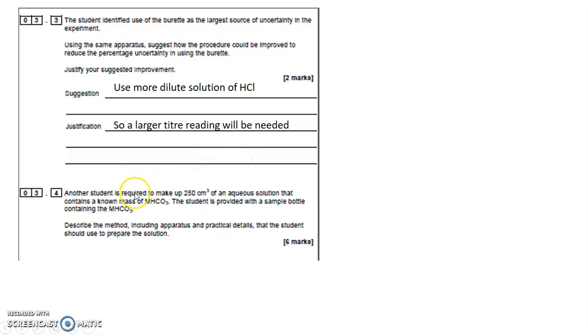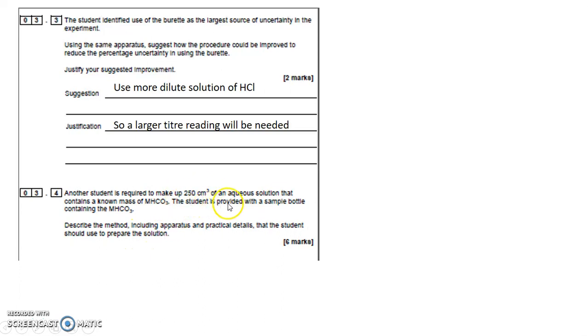Okay, another student is required to make up 250 centimetres cubed of an aqueous solution that contains a known mass of MHCO3. The student is provided with a sample bottle containing this solid. Describe the method using the apparatus and the practical details that the student should use to prepare the solution.